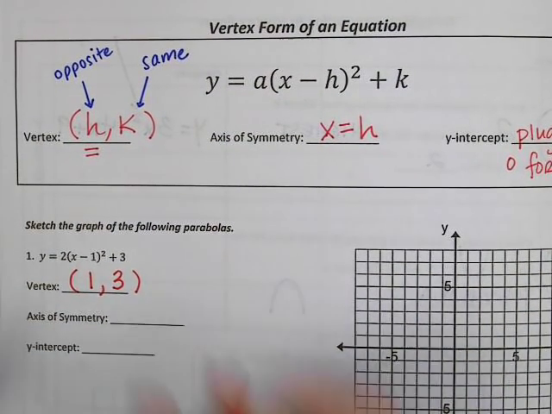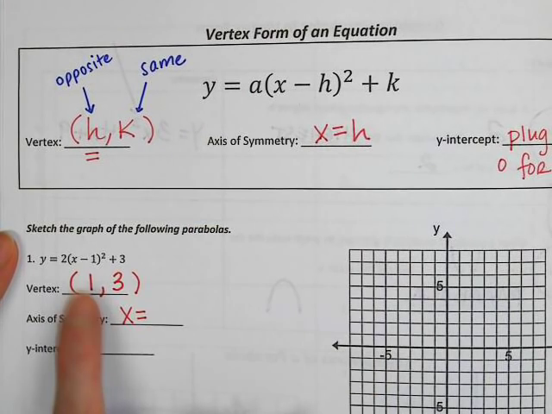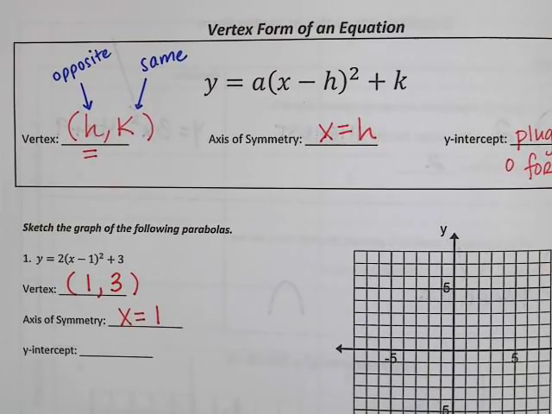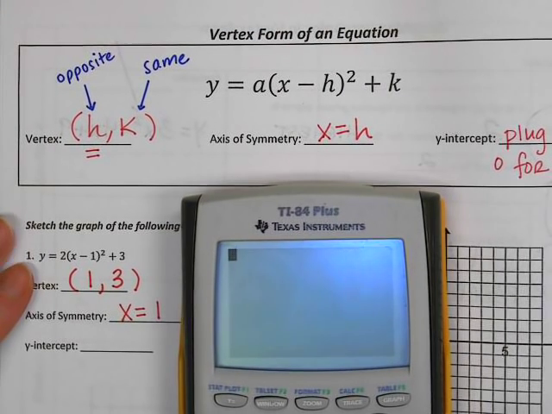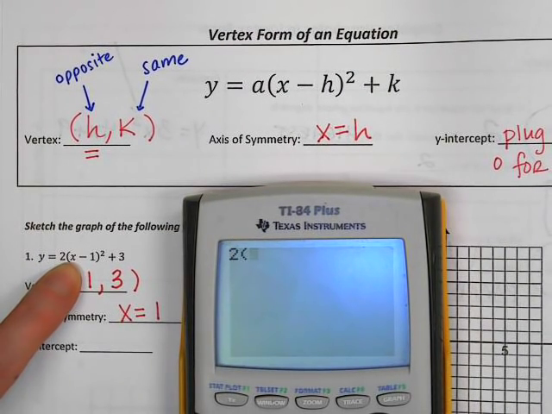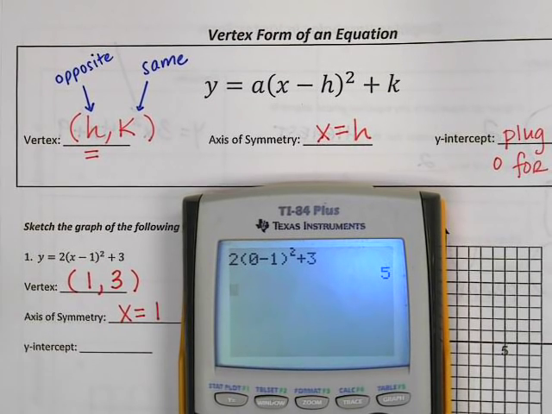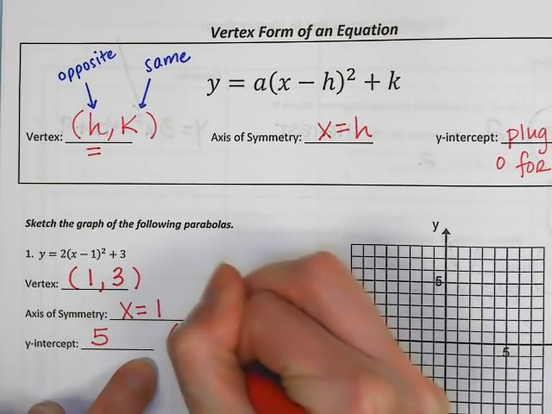All right, the line of symmetry is always x equals, and it's always the h value. So x equals 1. And for the y-intercept, you have to plug in 0 for x. So I will pull out my calculator here, and we're going to plug in 0 for x. Okay, so see, I just copied the equation. I plugged in 0 for x. We get 5. So the y-intercept is at 5. If you want to write it as an ordered pair, it would be (0, 5).